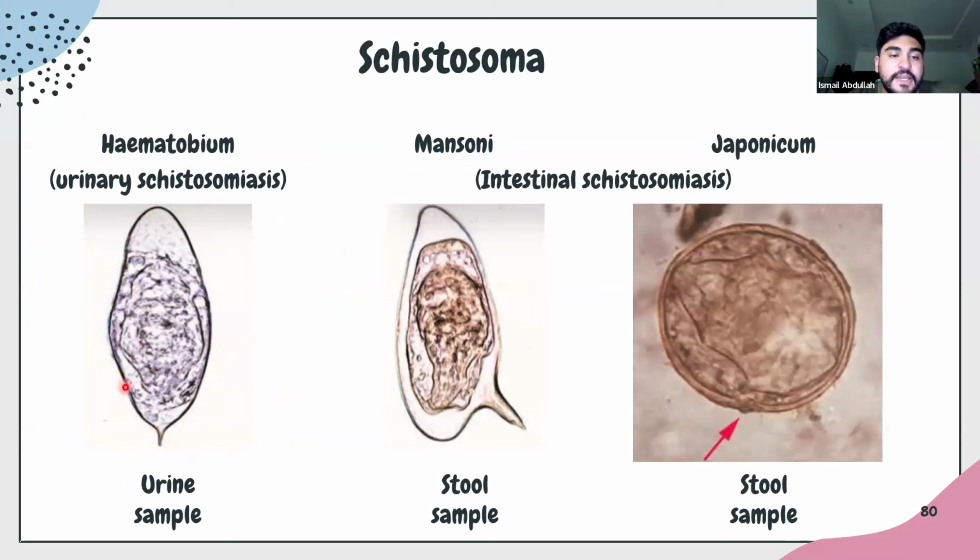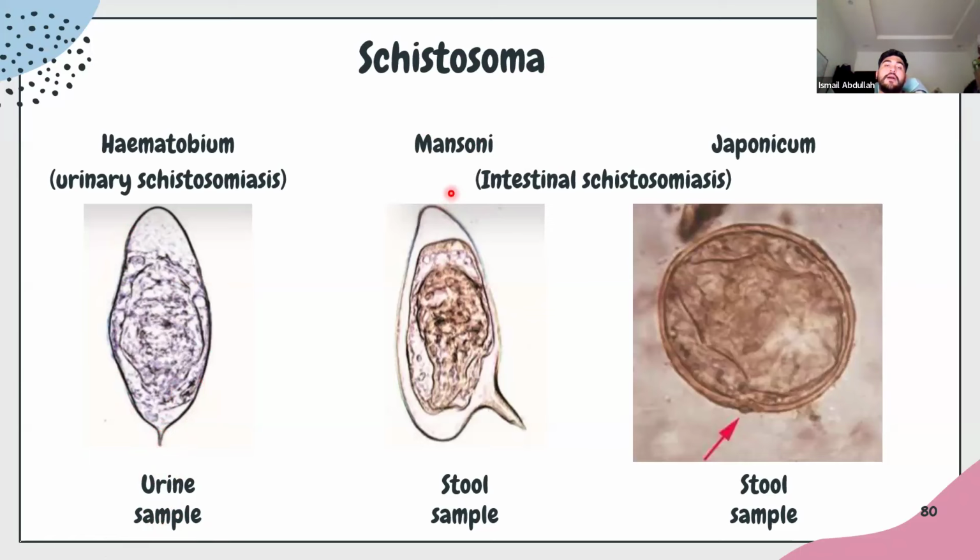So you're going to see this egg. How would you know that this is urinary schistosomiasis? From the terminal spine right here. This tiny little spine is called the terminal spine. And you'll collect the sample from the urine.